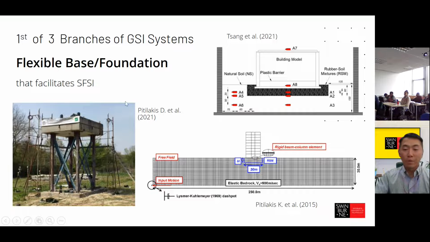And then we have a very well-known group in Europe, in Thessaloniki, in Greece, led by Professor Pitilakis. And so they have done numerical simulation to confirm the performance of the GSI system based on rubber soil mixtures. And they have also done full-scale field testing at a site close to their university.